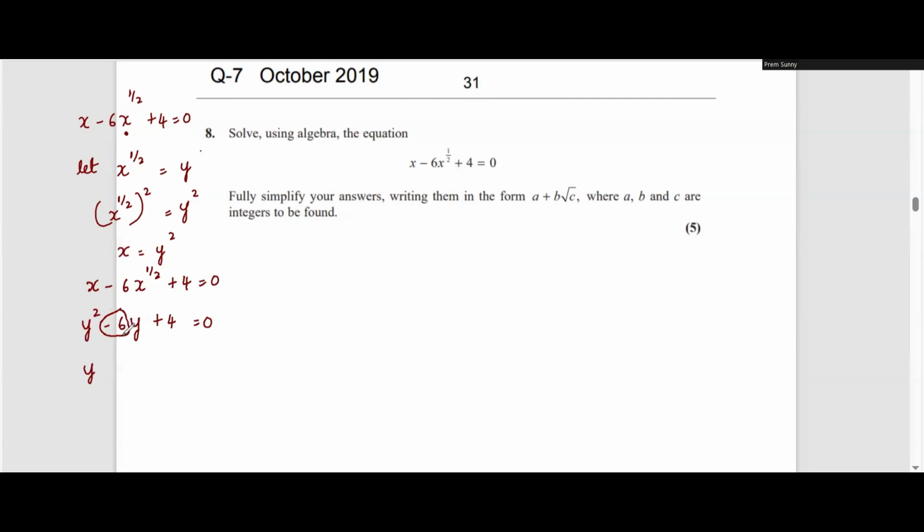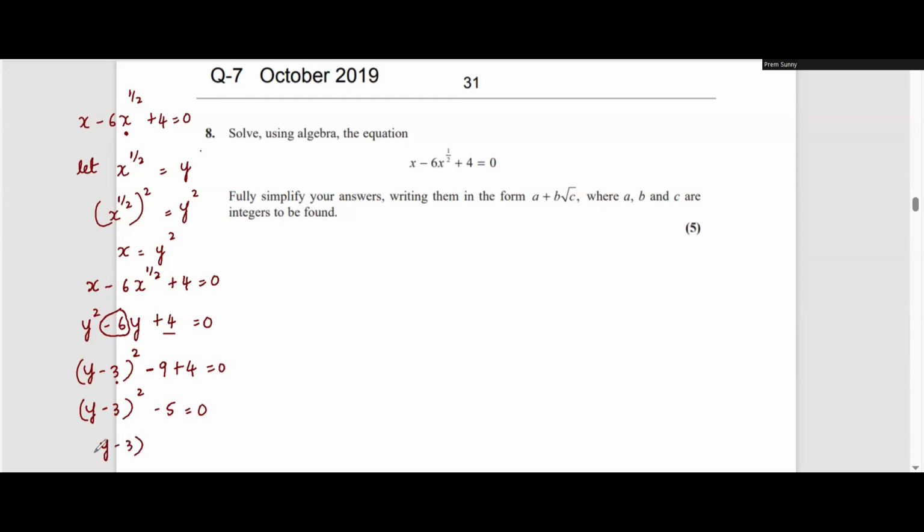So always take b value and then you divide by 2. Minus 6 divided by 2 is minus 3. Put them in bracket, you square it. Always put a negative sign. Whatever the number here, you square it. 3 square is 9. And then the constant term, that is plus 4, is equal to 0. Now, y minus 3, the whole square, minus 9 plus 4 is minus 5, is equal to 0.